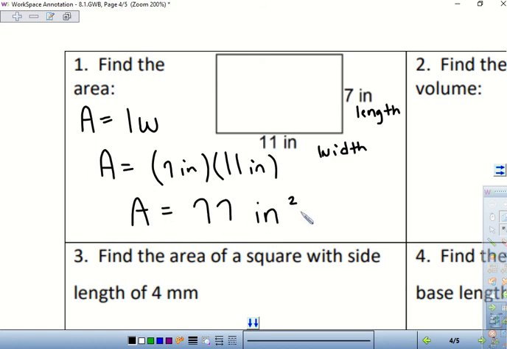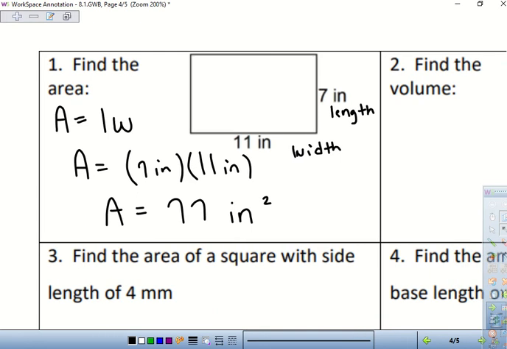Its area has to have inches to the second power. Is that what we just learned today? That and a few other calculations, but it's not hard. So is everybody good with area of a rectangle?